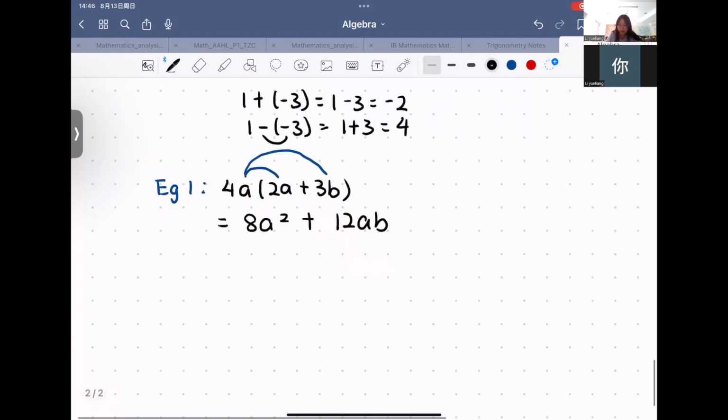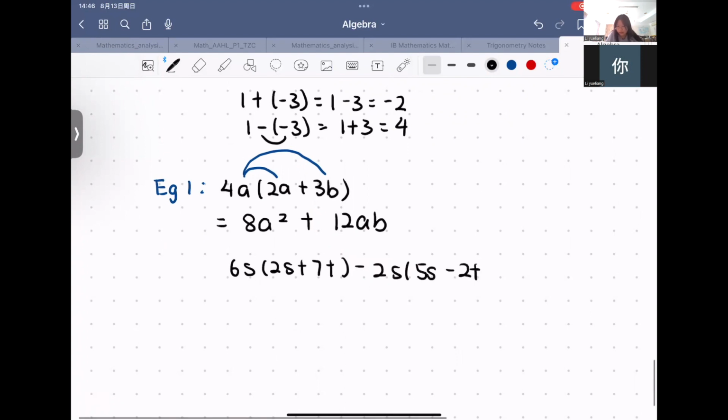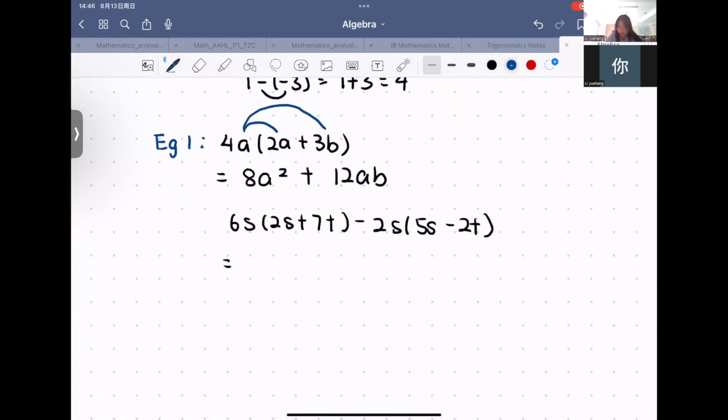And then let's have another example. If we have 6s times (2s plus 7t) minus 2s times (5s minus 2t), then the expansion is going to be 6s times 2s plus 6s times 7t. And keep in mind that the minus here is always brought into the expansion. So if you have a negative times a negative, it will ultimately be a positive number. And then negative 2s times 5s and negative 2s times negative 2t.